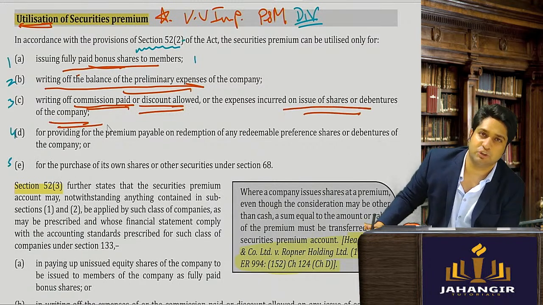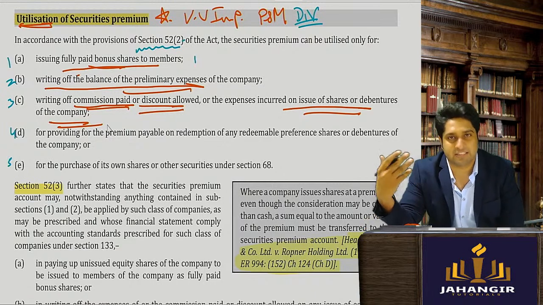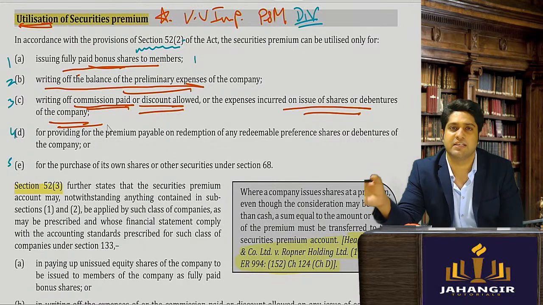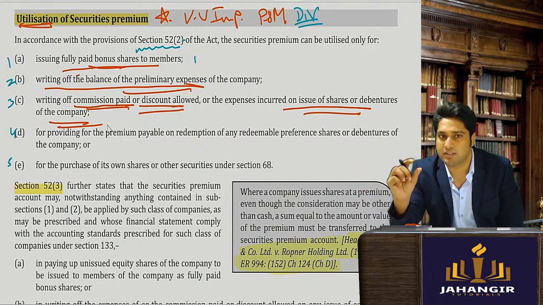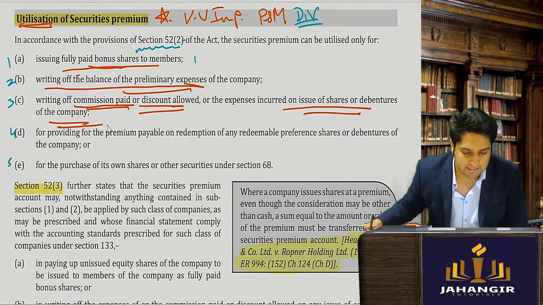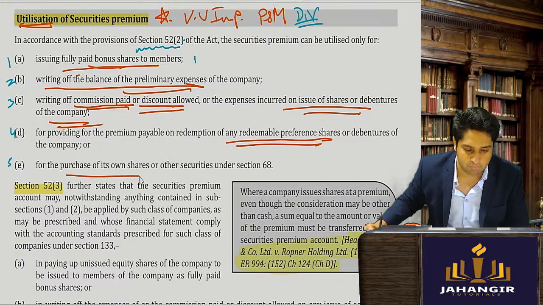So if we have issued debentures or shares, we must have paid some commission, underwriting commission, all those things, or I must have issued debentures at discount. So all that discount amount, the loss, I can adjust it with my security premium account. Next, I can also use it to pay off my preference shareholders and to buy back shares.